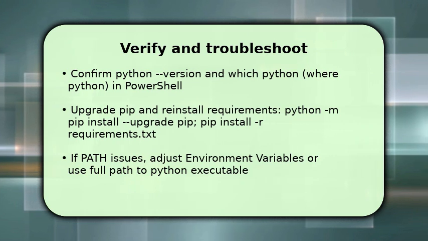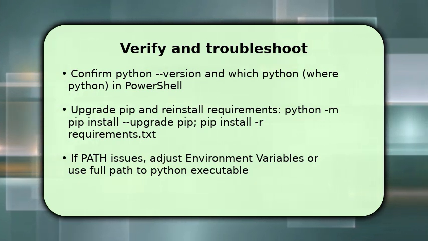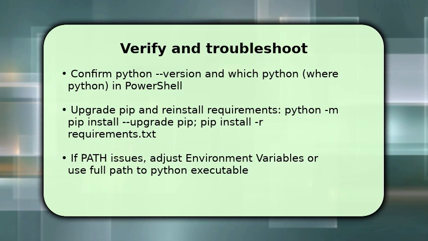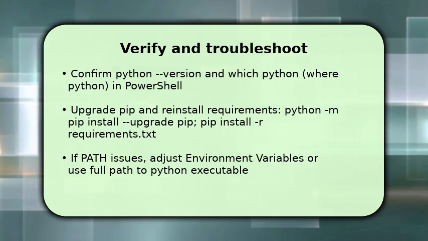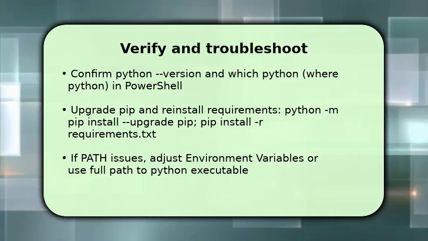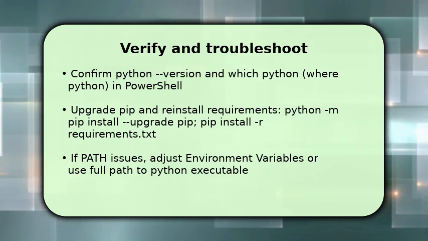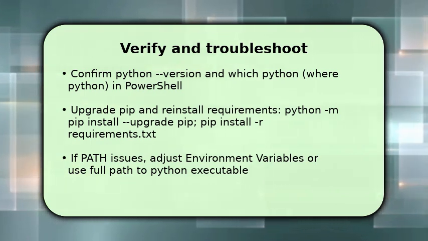Once confirmed, run python -m pip install --upgrade pip, then pip install -r requirements.txt to restore packages. If scripts fail, make sure virtual environments are recreated with python -m venv and activated.